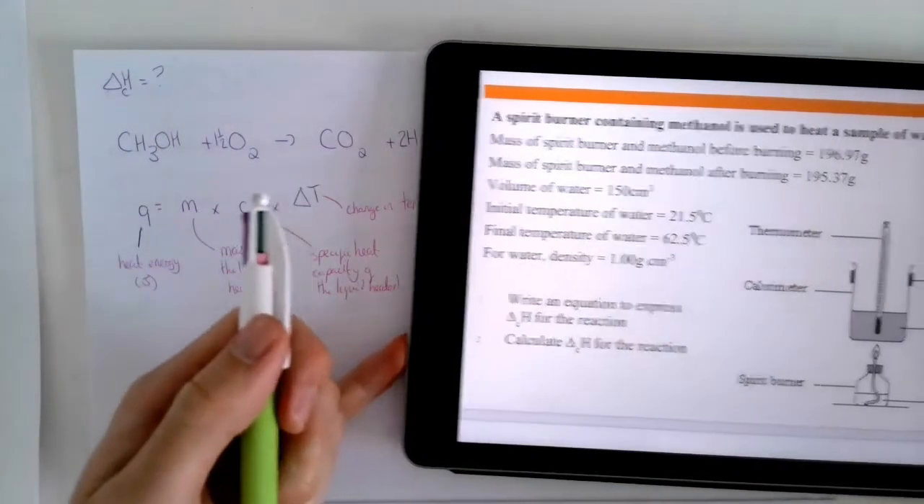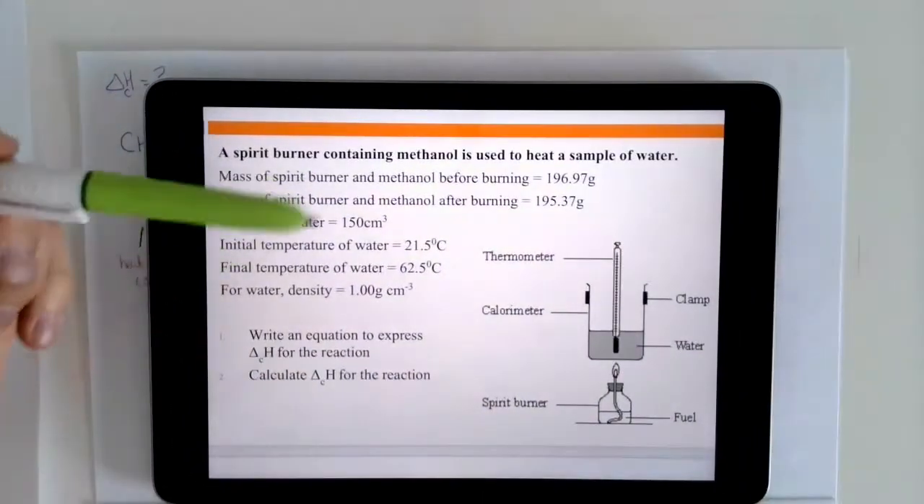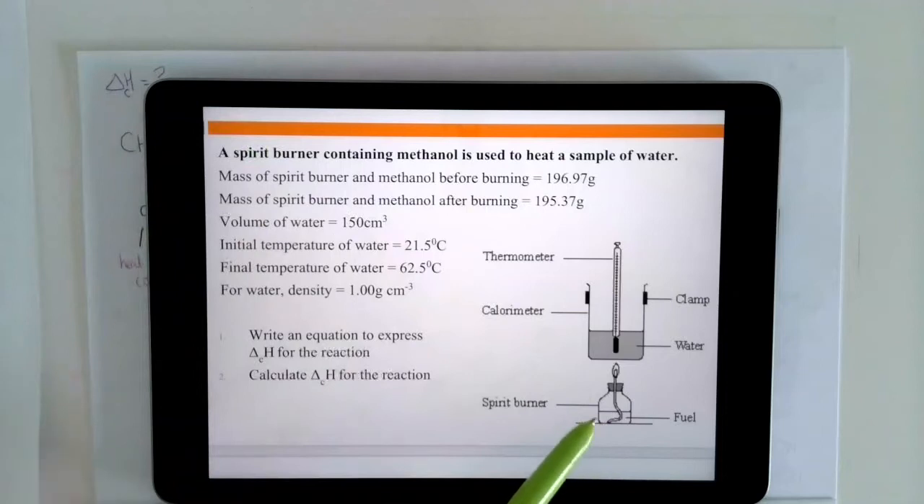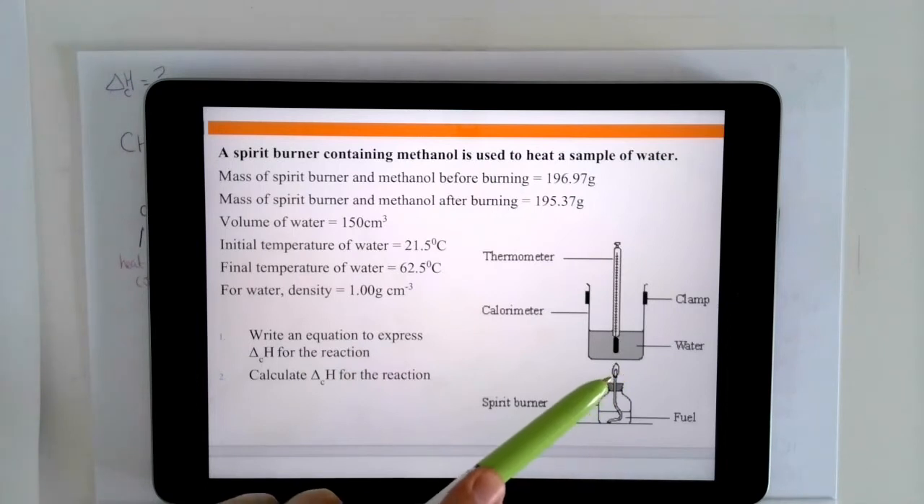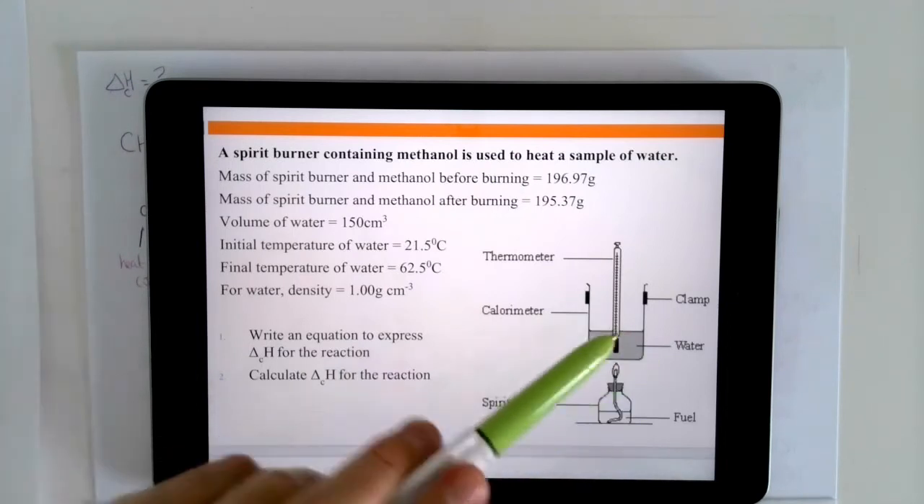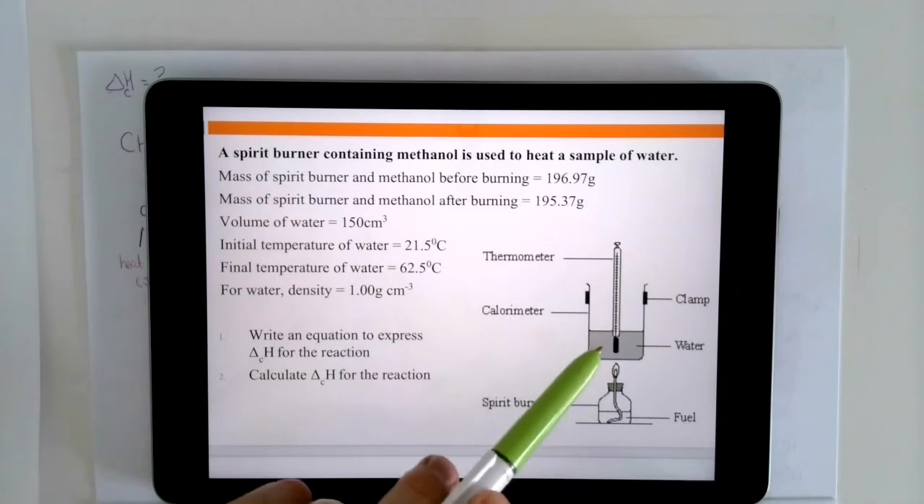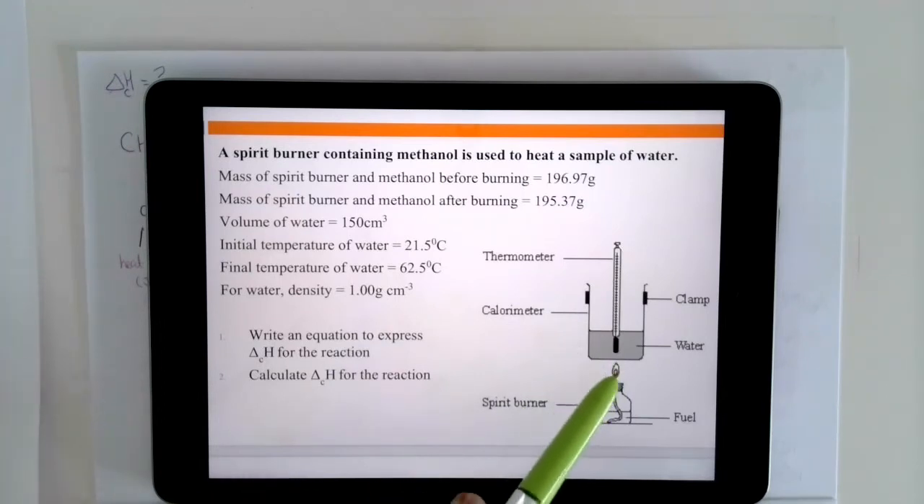Let's talk a little bit about what they've actually done. They've put the methanol into what's called a spirit burner, a container, and they've set it alight so that the methanol is being used up, burning in oxygen, and releasing heat energy to the surroundings. We're assuming that all of the heat energy is being transferred into the water. So in this sort of setup we assume that every bit of energy released by this reaction is put into heating up that water.